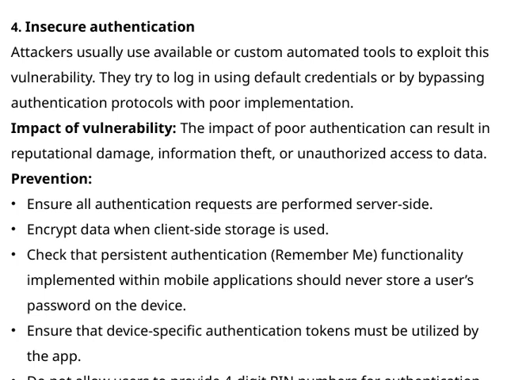To prevent these issues, it's crucial that all authentication requests are handled securely on the server side. If you need to store data on the client, make sure it's encrypted. When implementing features like Remember Me in mobile apps, never store the user's password directly on the device. Instead, use device-specific authentication tokens that are secure and unique to each device. And a quick note on PINs: avoid allowing users to authenticate with just a simple 4-digit PIN. It might seem convenient, but it significantly weakens security. Overall, reinforcing these authentication practices helps protect your systems and maintain your users' trust.